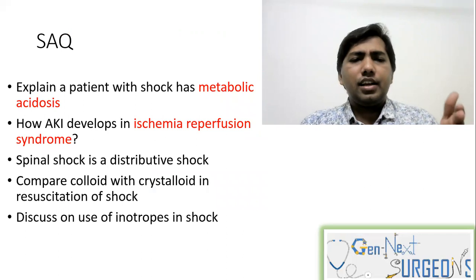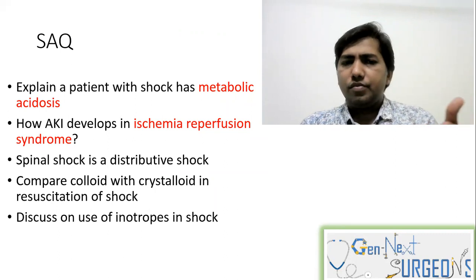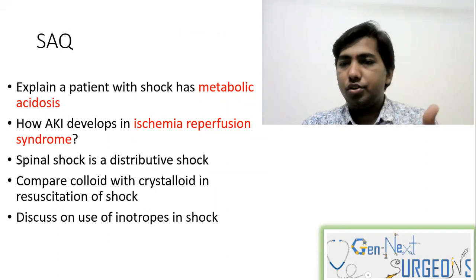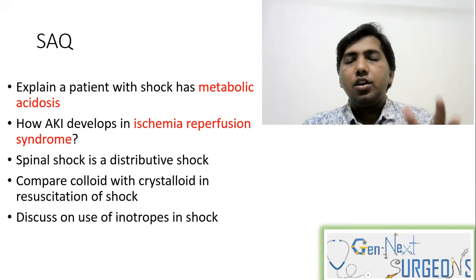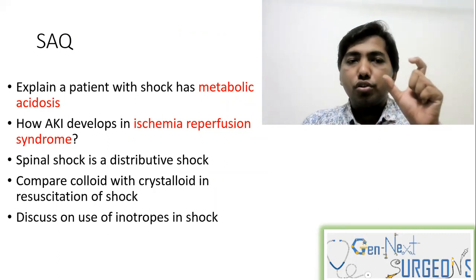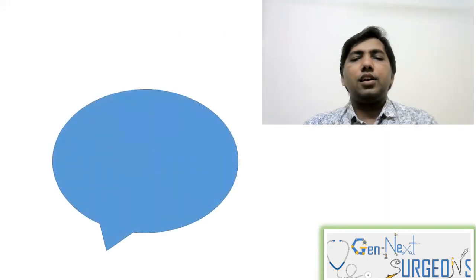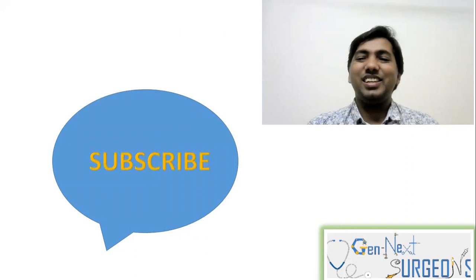So I think I have described everything: why the patient has metabolic acidosis, how AKI develops, ischemic pulmonary syndrome, compare colloid and crystalloid in resuscitation of shock, discuss use of inotropes in shock. I think I have discussed everything. So those questions may come in your short answer questions also. I think I'm done with septic shock actually.